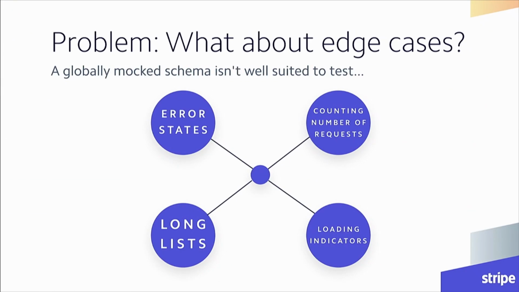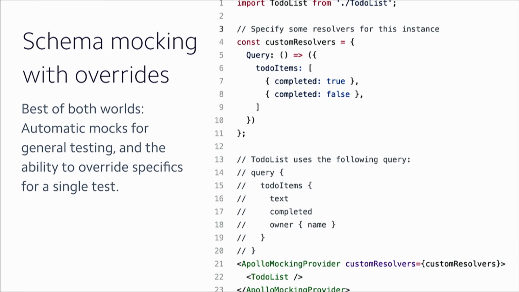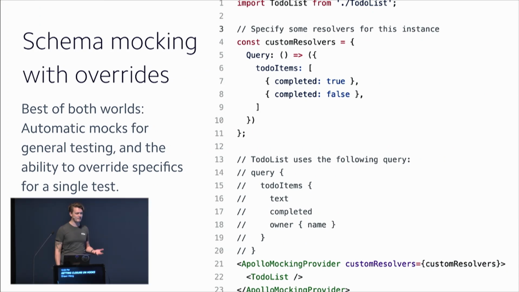If I have a globally mocked schema, which is what we're looking for, what about these little edge cases? Well, traditionally what you would do is you would have per request mocking. It means that for all my edge cases, I would have a request and a response, and I'll have the exact response here. This is nice, this is good, but now I lose all the benefits of my schema-based mocking. So what we do at Stripe is we try to have the best of both worlds, where we have overrides. This means that I have my generic data, which is created from my schema, but I can override some things so I can test for a specific edge case.